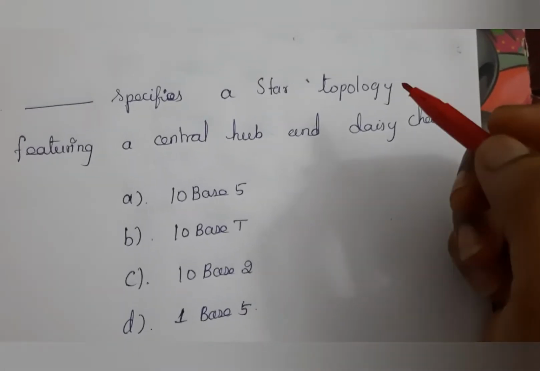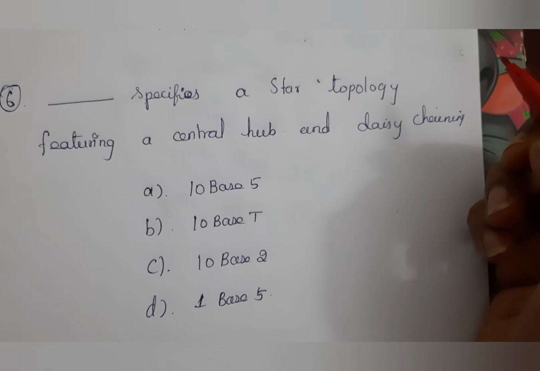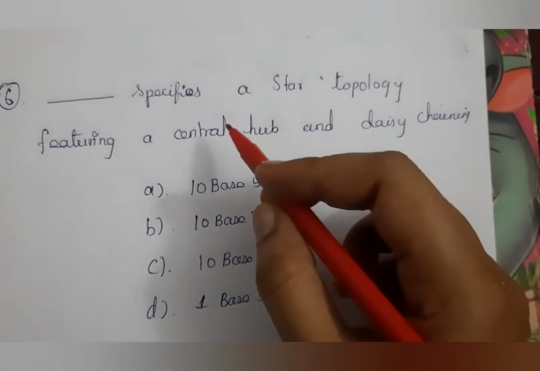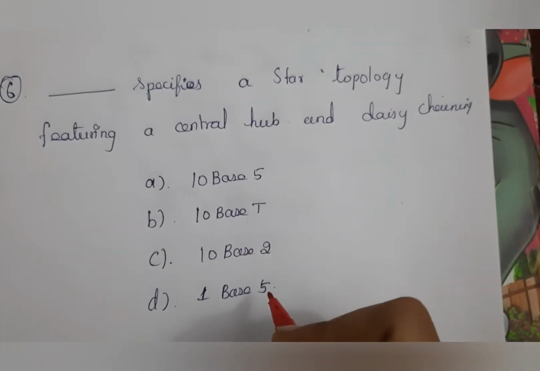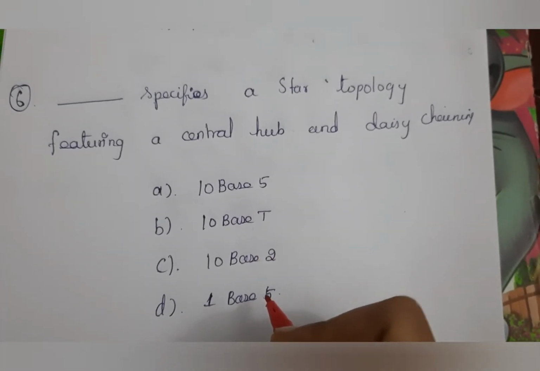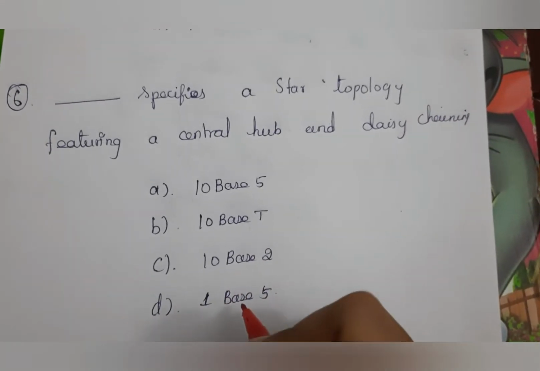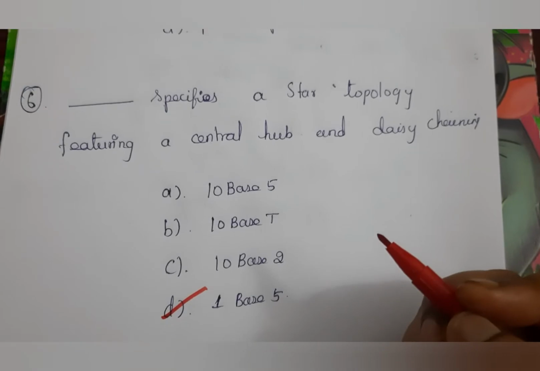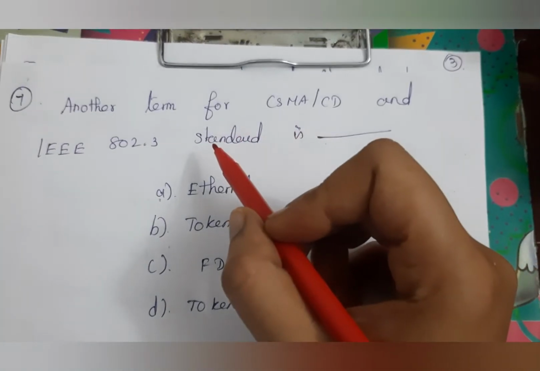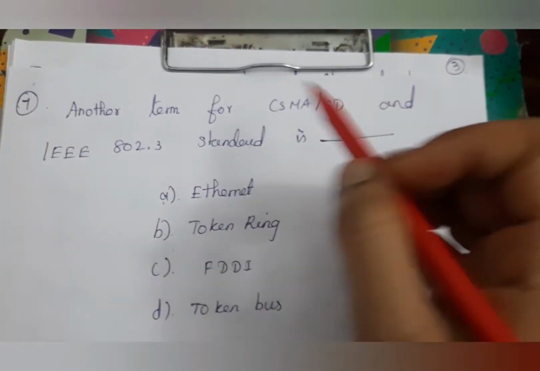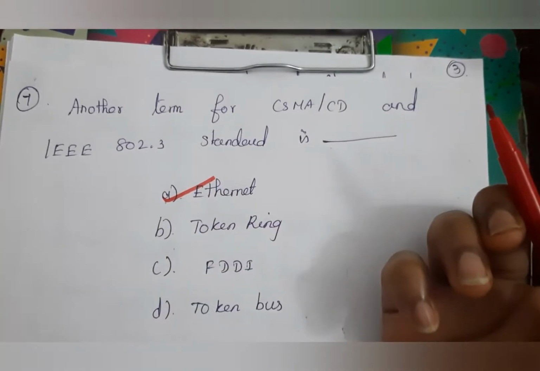Next question, which specifies the star topology featuring a central hub and daisy chaining? This central hub and daisy chaining protocol is 1 base 5. This protocol uses this topology. So here the answer is 1 base 5, D. Next question, another term for CSMA CD and the IEEE 802.3 standard is Ethernet. So here the answer is A.